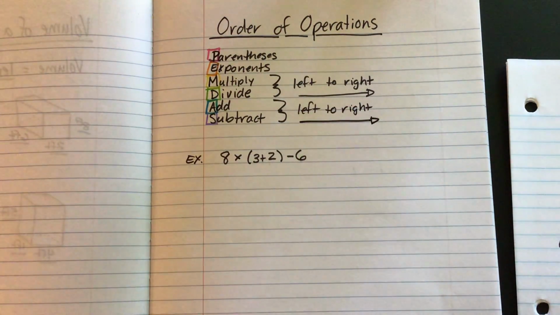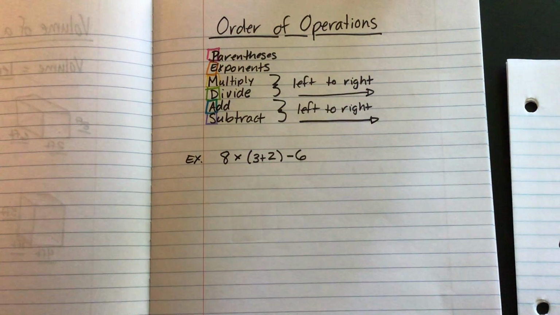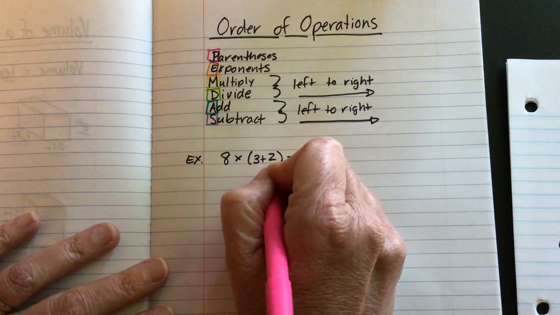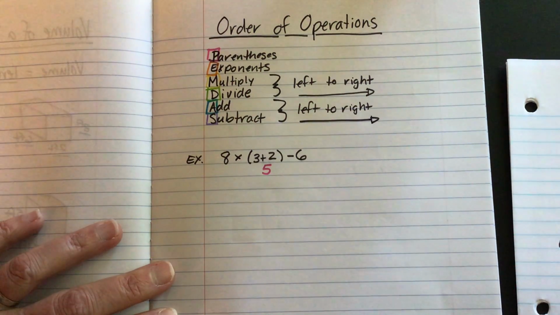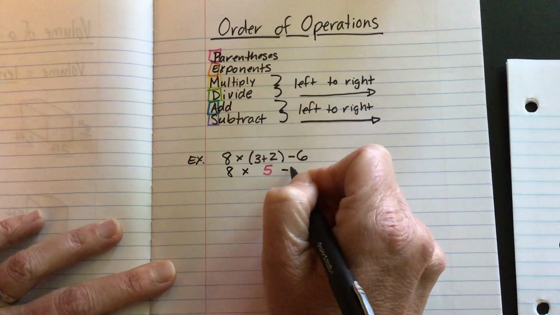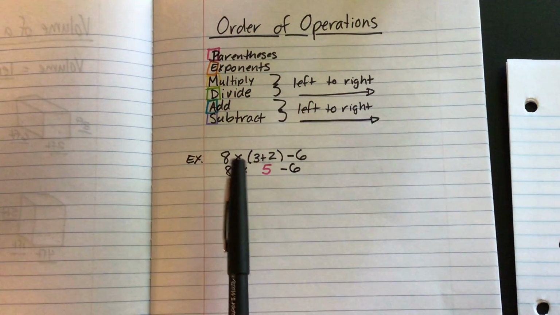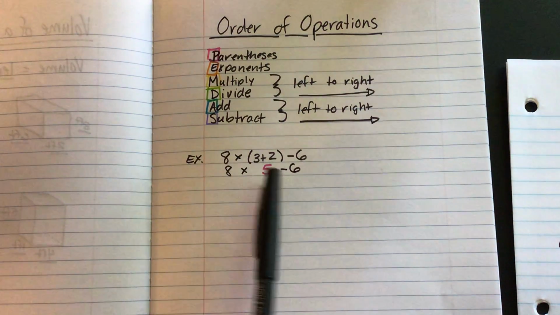So let's give it a start with this first example. So we have parentheses first. 3 plus 2, we have 5. So the rest of the expression we can just bring down. Now check it out. What do we have next? Well, I have multiplication and subtraction.